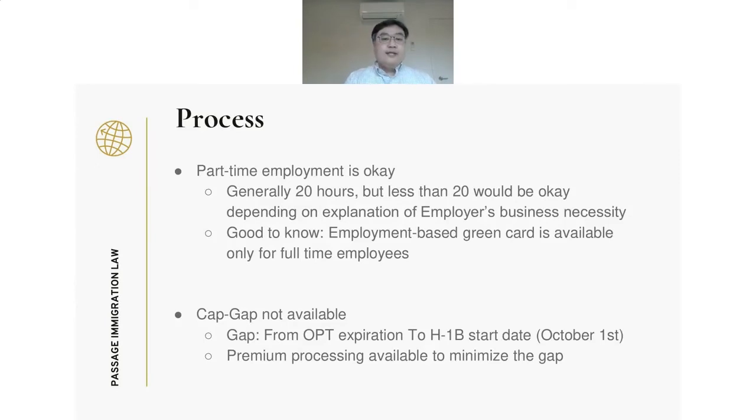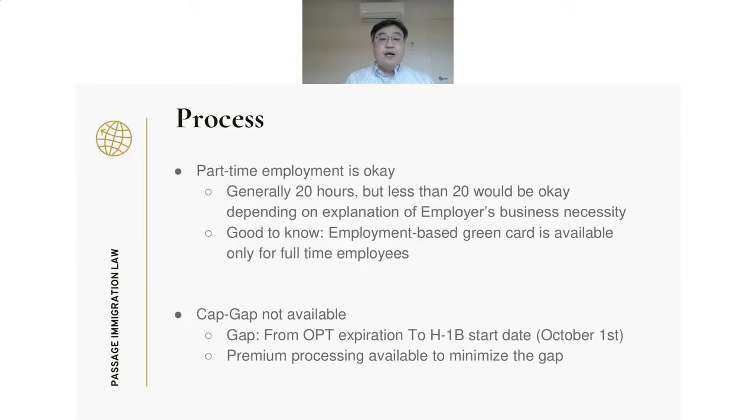And the process, so this is not the general H1B process, this is a process unique to cap-exempt. Oh, and yes, part-time employment is okay. Generally, many positions require at least 20 hours of commitment, but less than 20 hours would be okay. For example, 10 hours or 8 hours can be okay. But for that, we need to provide a good explanation about why this employer needs this short part-time employment. So it's up to each employer's business and their necessity of this type of hiring.